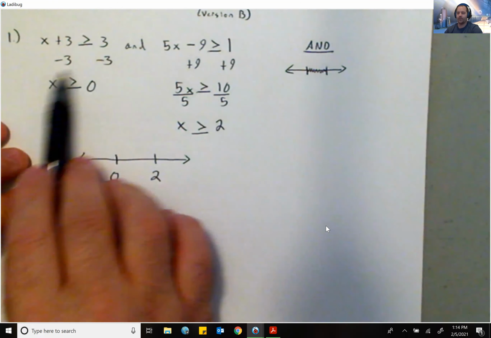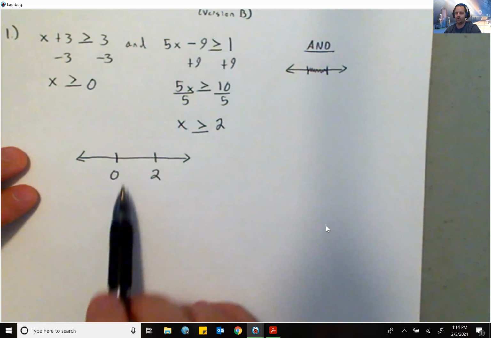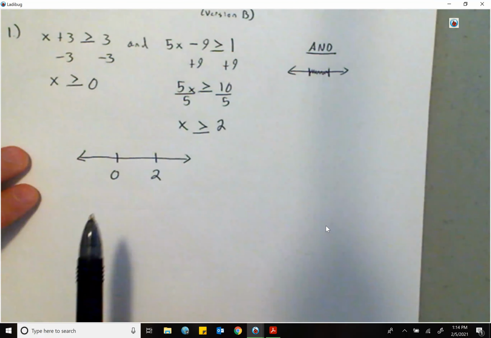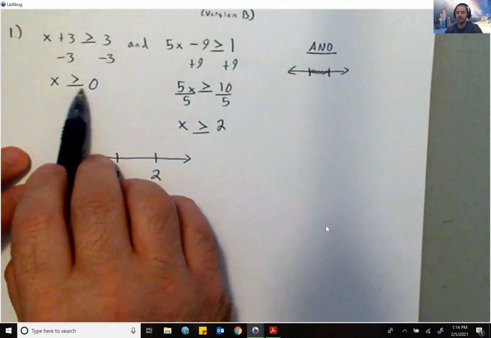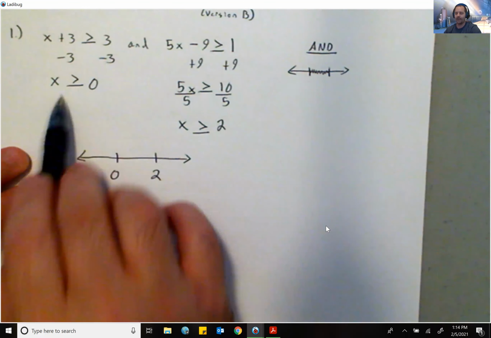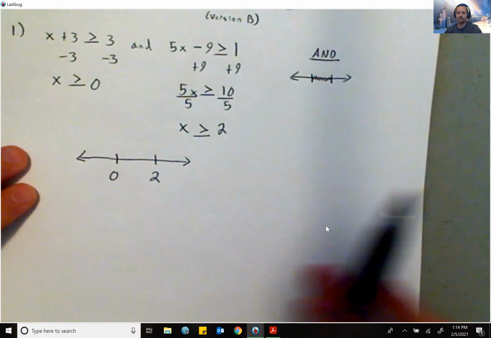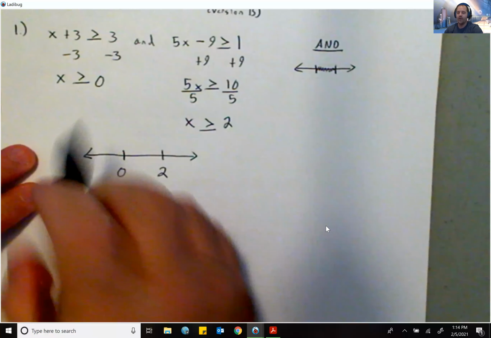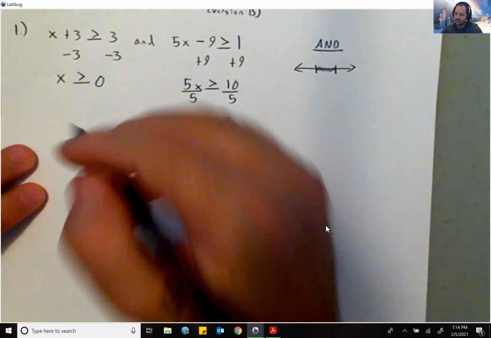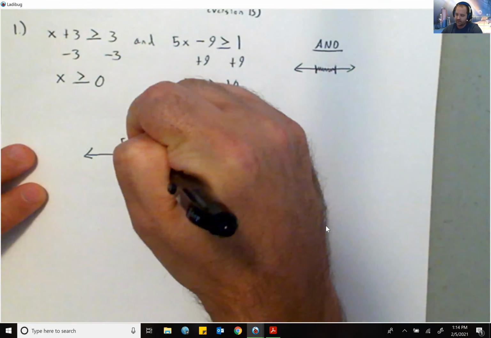x greater than or equal to 0. So at 0, is this going to be a bracket or a parenthesis? Bracket. And the reason it's a bracket is because we have the line underneath it. We're equal to. Will it shade to the right or to the left? To the right, follow the arrow. As long as your variable's on the left, follow the arrow. So that one looks like this.